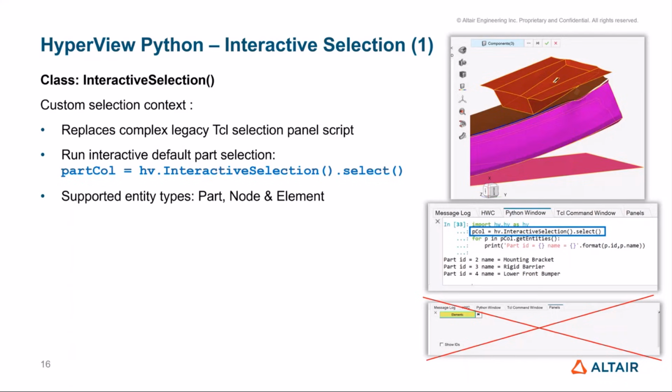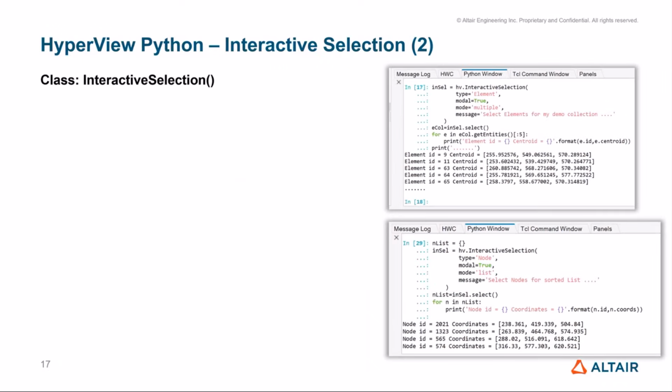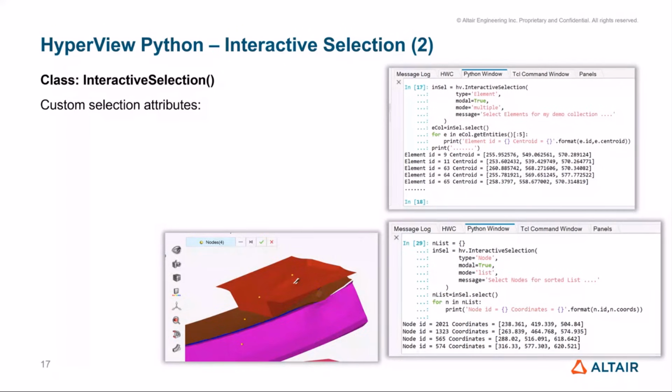So I can define the entity type of my selection. For now, it's part, node, and element. And the return types are collections, lists, or sorted lists of entity objects. The selection methods are single, window, and advanced selection. So I can click on elements, I can do a window selection, or use the advanced like in other context or idle mode.